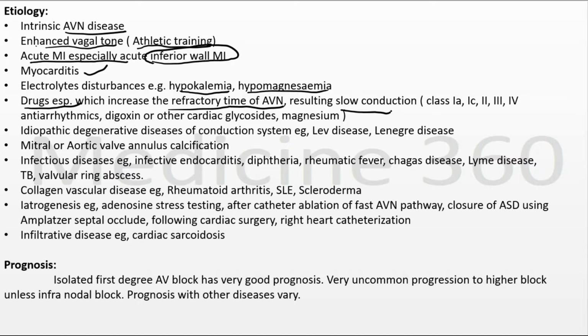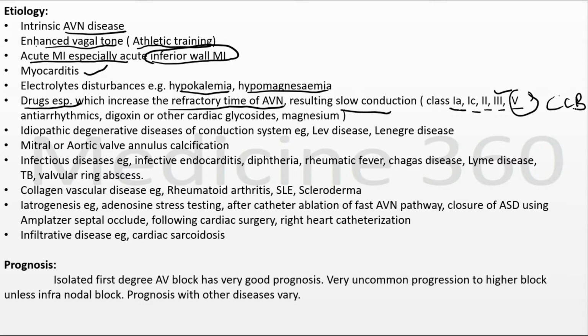The drugs are class 1 antiarrhythmics. Class 1A includes quinidine, procainamide, and disopyramide. Then there is class 1C, which includes flecainide, encainide, and propafenone. Then class 2 antiarrhythmics, which are the beta blockers. Class 3 antiarrhythmics include amiodarone, sotalol, dofetilide, and ibutilide. And class 4 includes calcium channel blockers, verapamil and diltiazem.